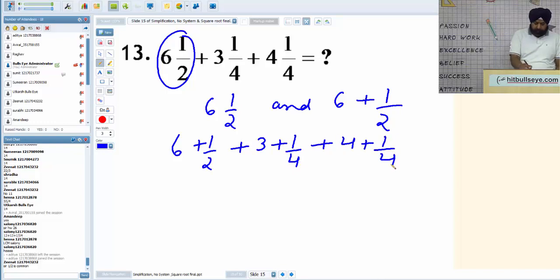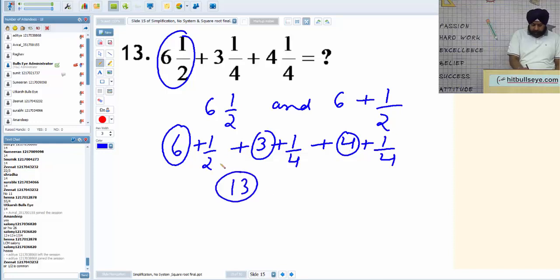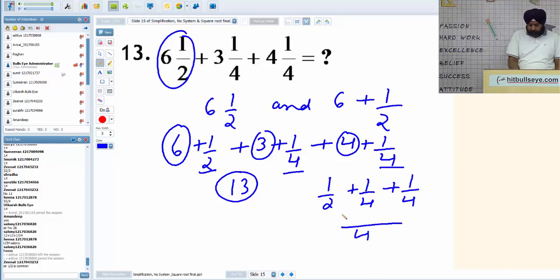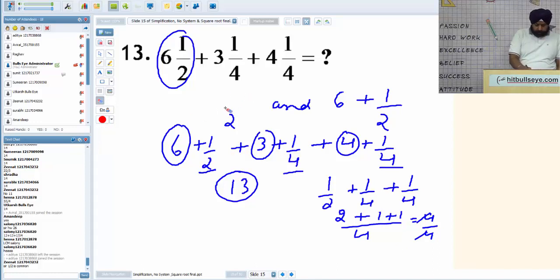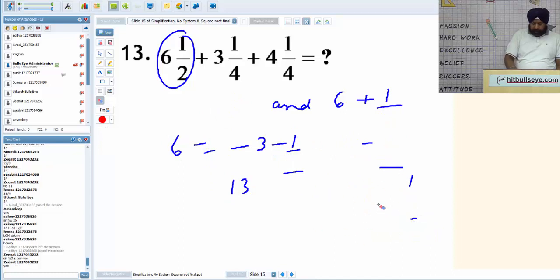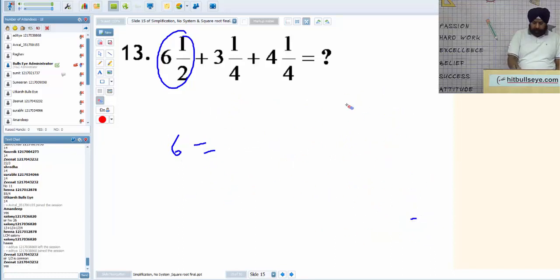You need not write this. If you understand the concept, you take 6, 3, 4 separately. 6 plus 3, 9, 9 plus 4, 13. And 1 by 2, 1 by 4, 1 by 4 separately. If you understand percentages, 25, 25, 50, 100%, say 1. Or alternatively, you can take 4 as LCM. 2 plus 1 plus 1, it's 4 by 4, 1. So 13 plus 1 is equal to 14. I repeat, you take whole part separately and fraction part separately. This will make the calculation very easy.